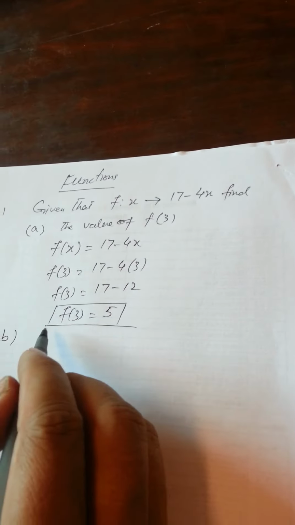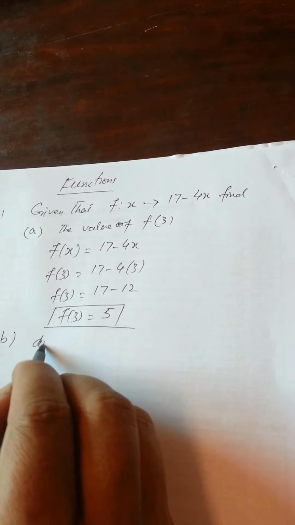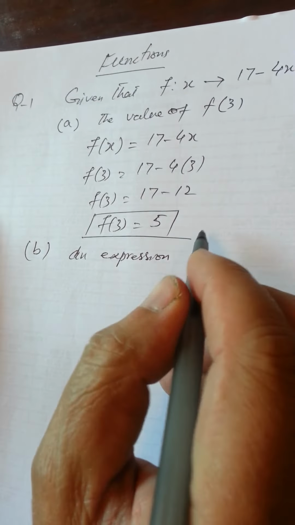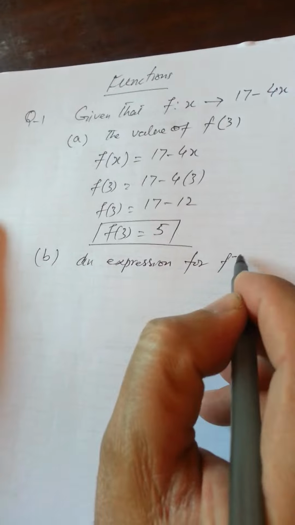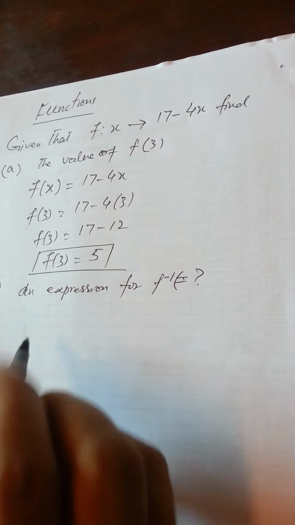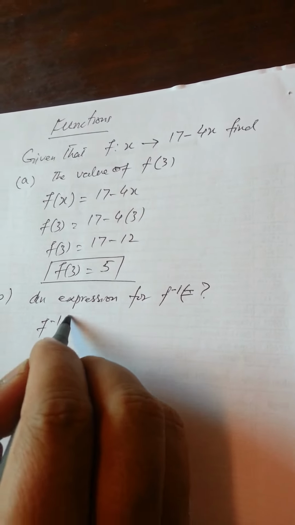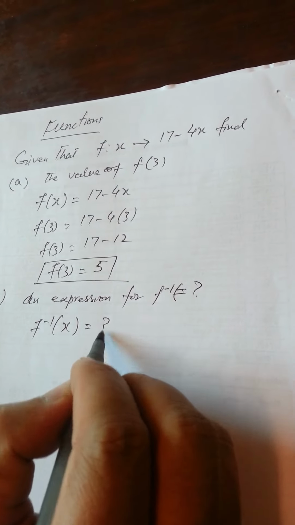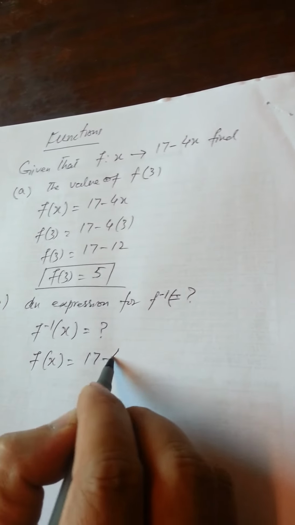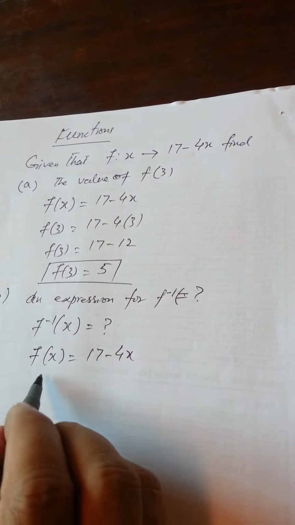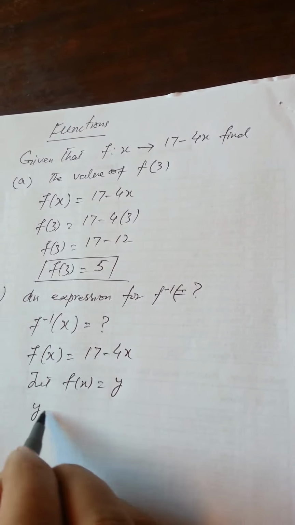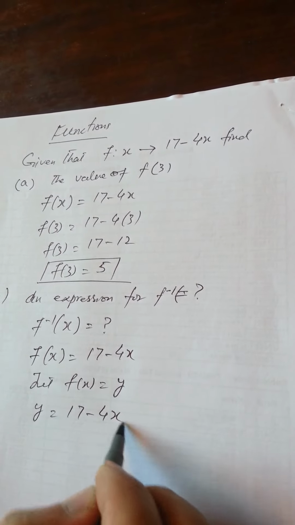Part B. An expression for f inverse. So f inverse of x you have to find. We have the given function f of x is equal to 17 minus 4x. Now let f of x be equal to y. y is equal to 17 minus 4x.